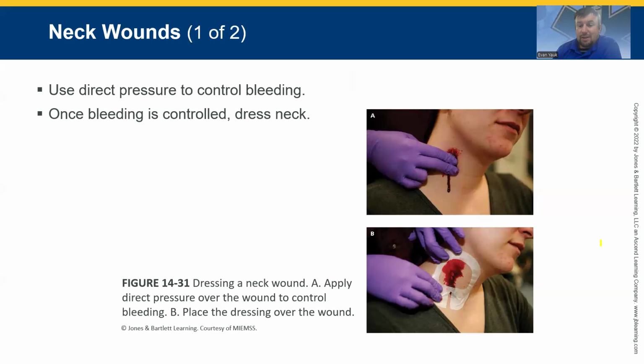And then it looks like they took some Coban or Tegaderm down here. They just wrapped it or covered it. Tegaderm, for those of you who don't know, is that little clear stuff that we use over IVs. Like we stick the IV and then we put that clear saran wrap over it. That's what that is right there. Neck wounds are just different. Just stop the bleed the best you can.